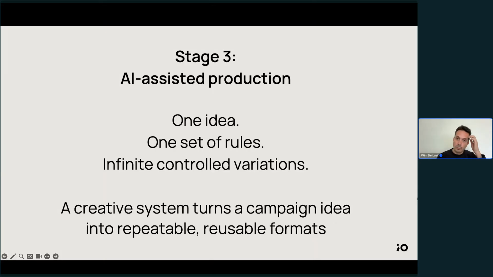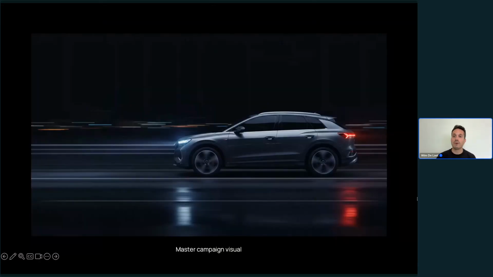So I brought an example with me. This is a master campaign visual for an Audi Q4. It's just one image. Normally on the left, you have the Audi logo, all the legal text, a line of copy, things like that. And from this, every format, every variant, every localization derives from this single asset.